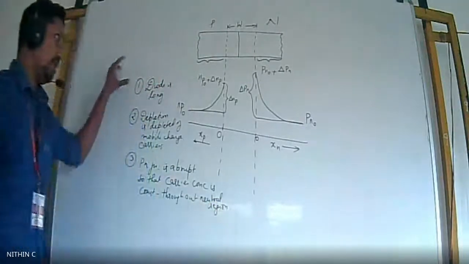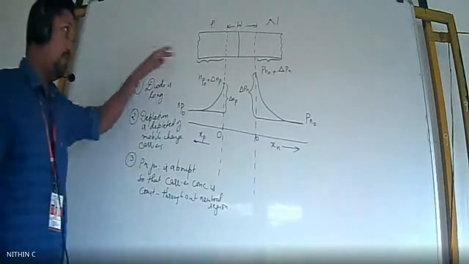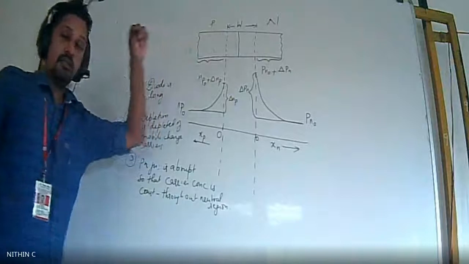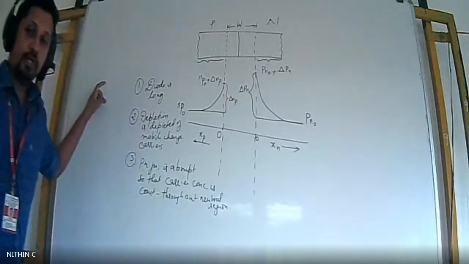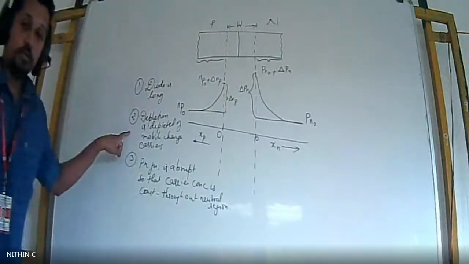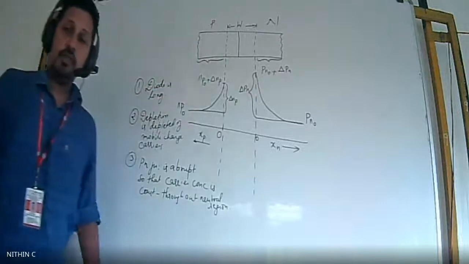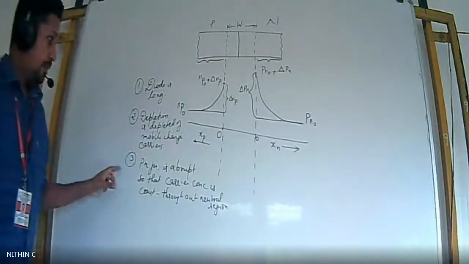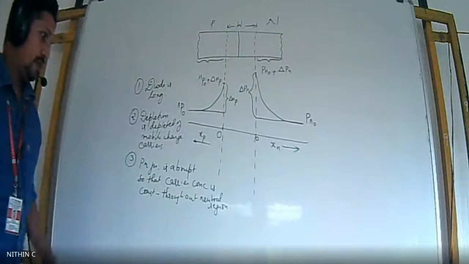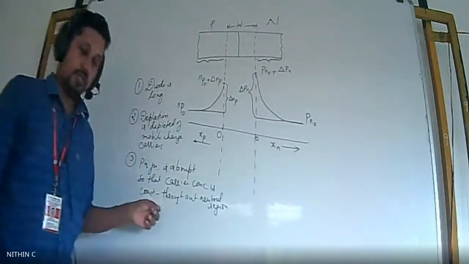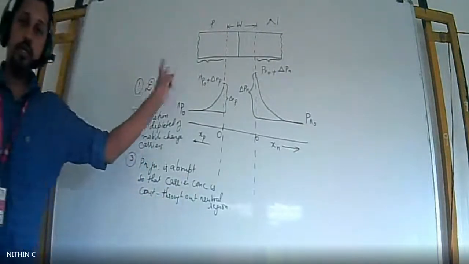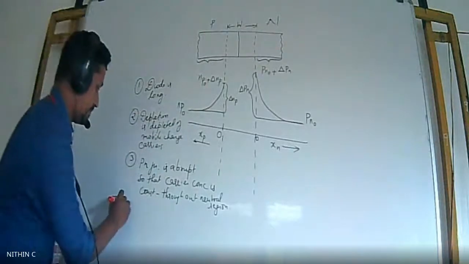The first assumption is that the diode is long, or the length of the neutral P and N regions is large when compared to the minority carrier diffusion length. The second point is that the depletion region is completely depleted of mobile charge carriers. The third point says that the PN junction is abrupt, so that the carrier concentration is constant throughout the neutral regions.